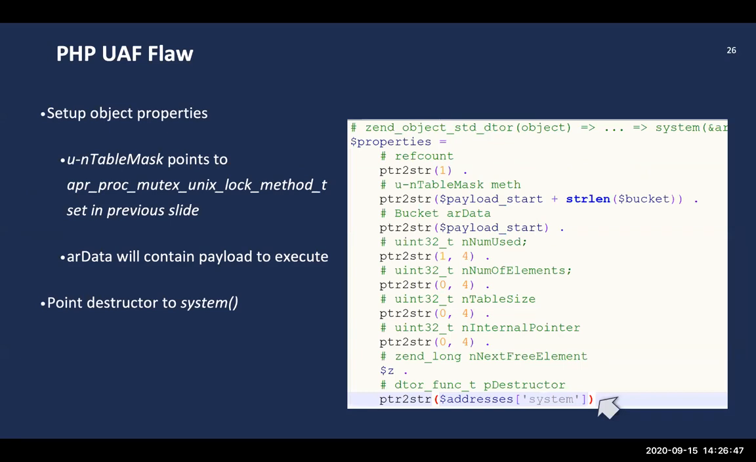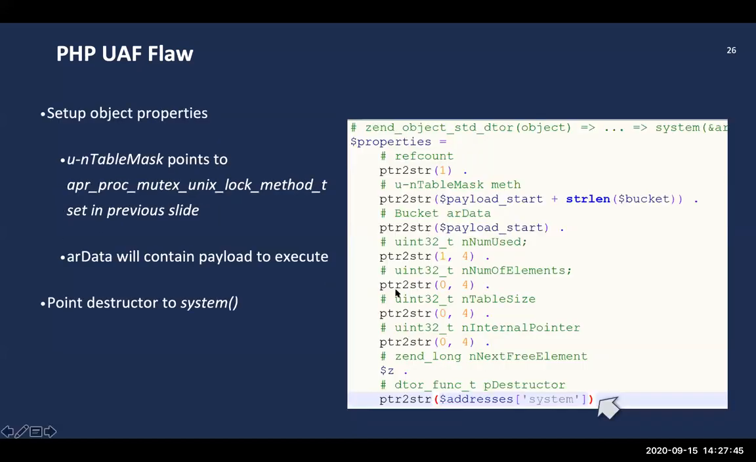So here we can see this property structure on the right, and it has various things like a reference counter to it, the number of elements, table size, a few other things. And we're just going to put some values in there. But the important part is this nTableMask, which is going to point to the structure that we just defined in the previous slide. And then arData here is going to contain the payload to execute. So if you remember from the video, we're going to be executing copy from /etc/shadow to root.seized.it. And then at the very end, we've got a destructor here. And we're going to point that to system. So what's interesting here is you see this as addresses system. This PHP script is actually going to go through and find the address of the system function based off of the libc binary on disk, but we'll talk about that in a few slides.